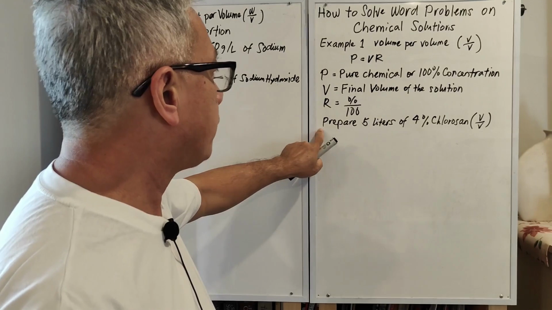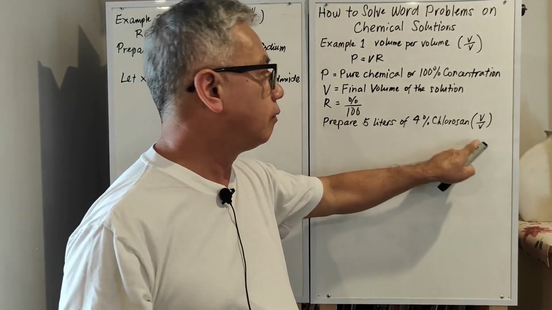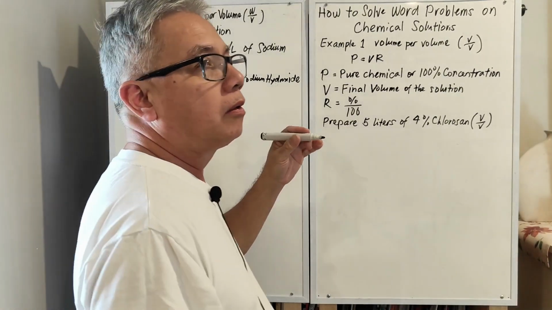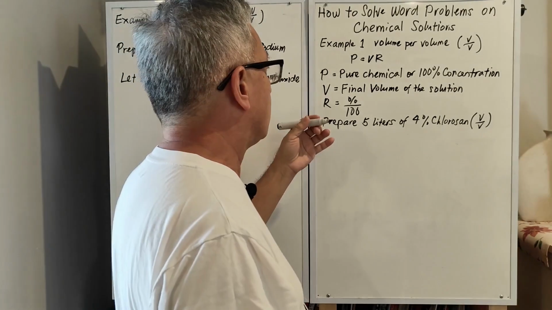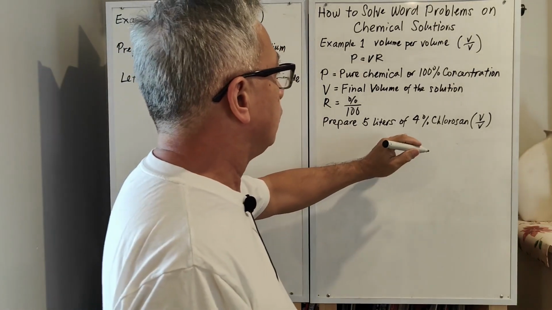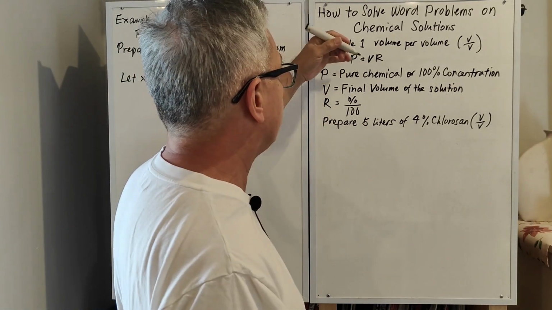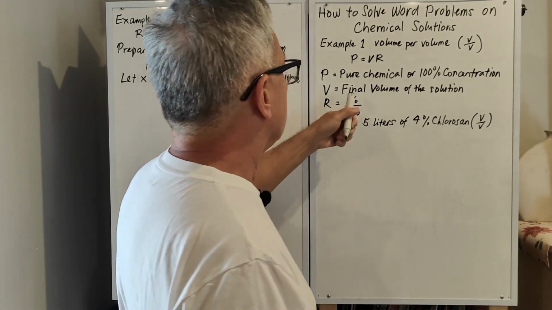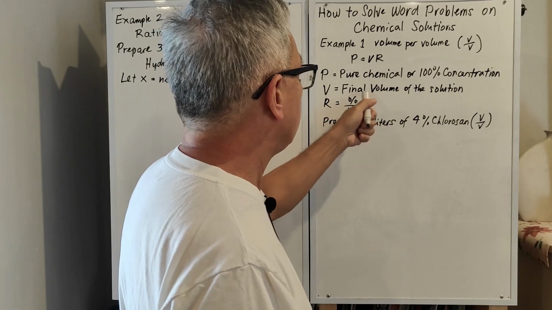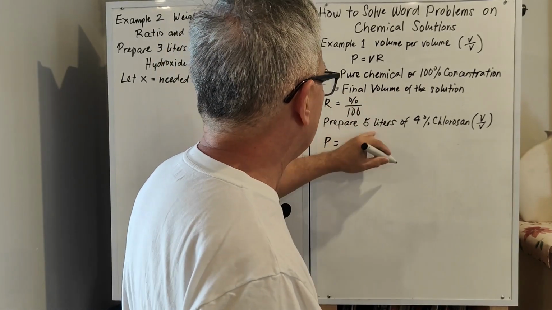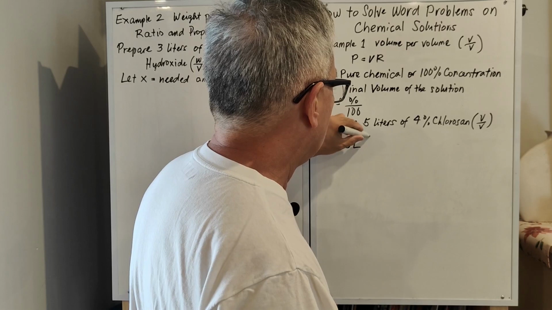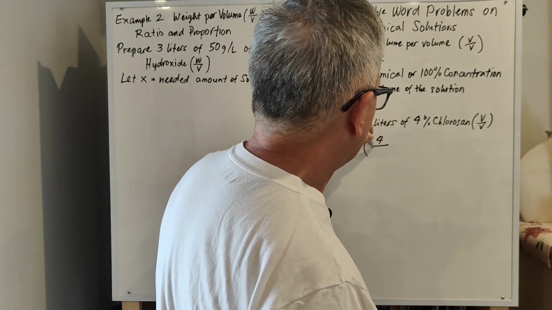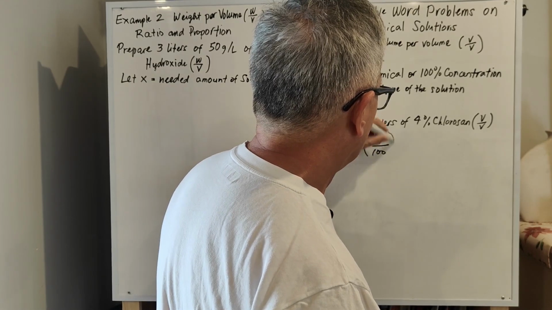For example, prepare 5 liters of 4% chlorosan volume per volume. So first we need to know the pure chemical that we need to add to the solution. We use the formula P = VR, where V is the final volume. So the final volume is 5 liters times the rate, 4% divided by 100.